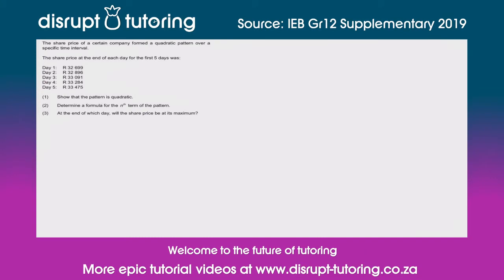Today we're going to deal with a quadratic pattern where they've applied it to the stock price over time, which is very interesting. And with that in mind, let's dive straight in. They've said to us a share price of a certain company formed a quadratic pattern over a specific time interval. The share price at the end of each day for the first 5 days was given. They first asked us to show that this pattern in particular is a quadratic pattern.